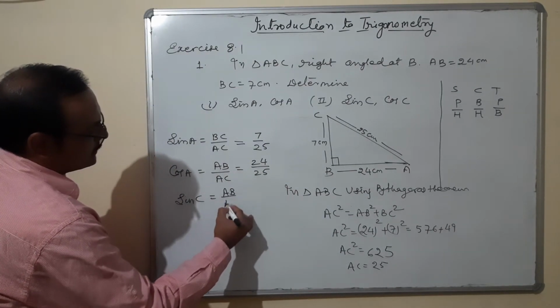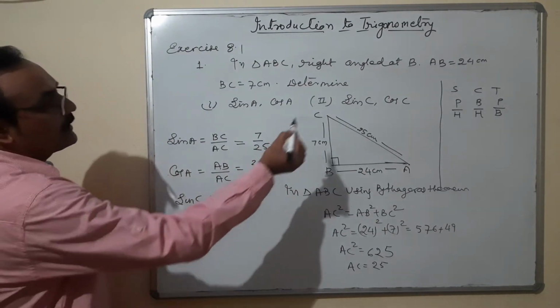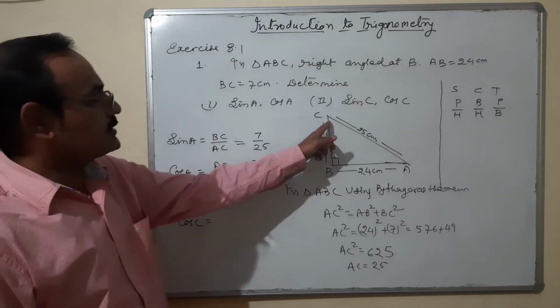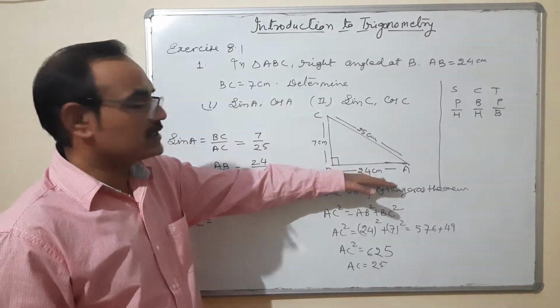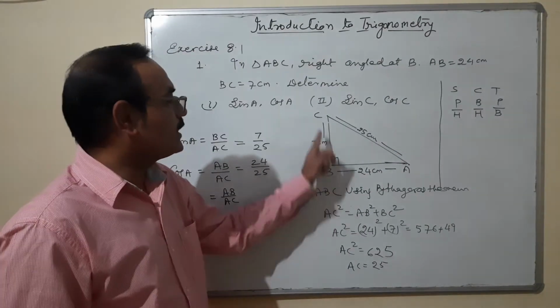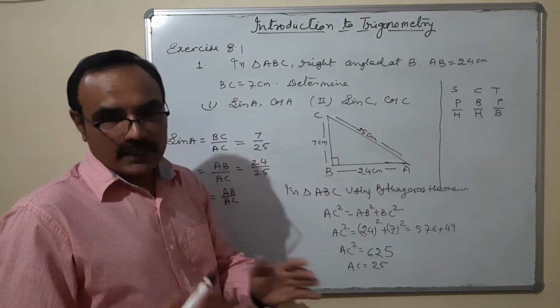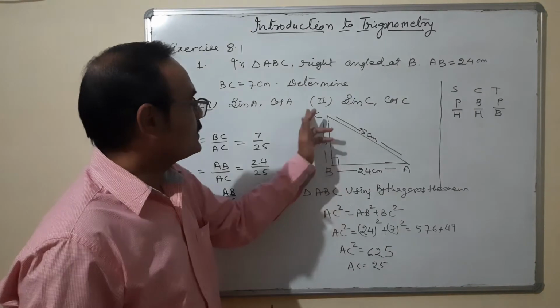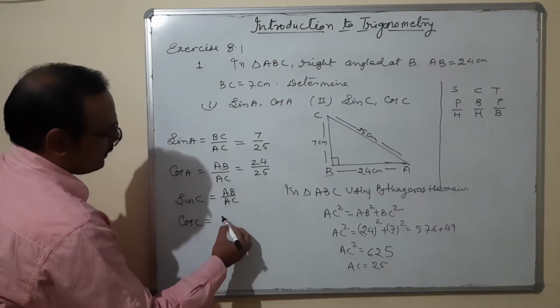AB upon AC. Second is cos C. Again this is the C. Which side is opposite of this C? That is AB, the perpendicular. It is base and hypotenuse. And what is the meaning of cos? Base upon hypotenuse. Base is BC upon hypotenuse AC.